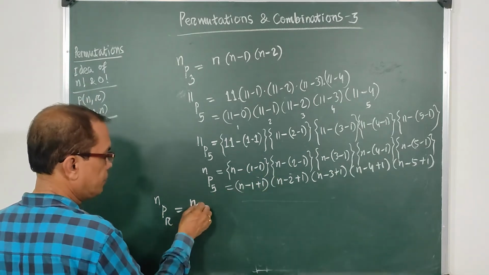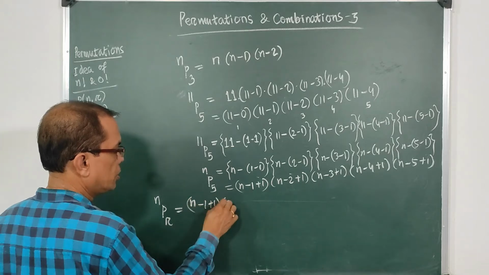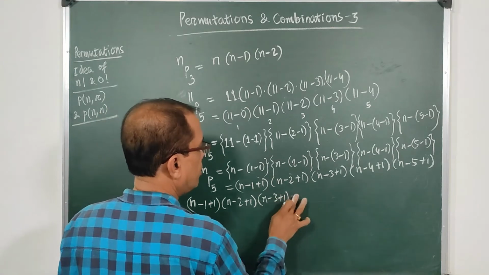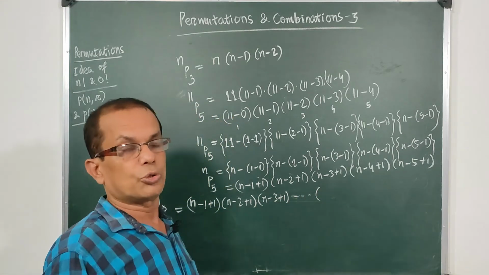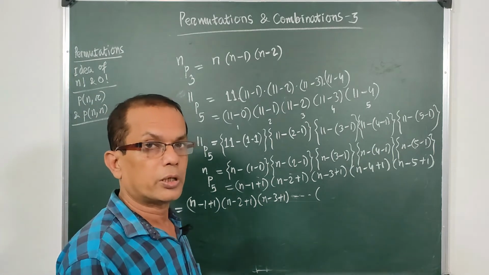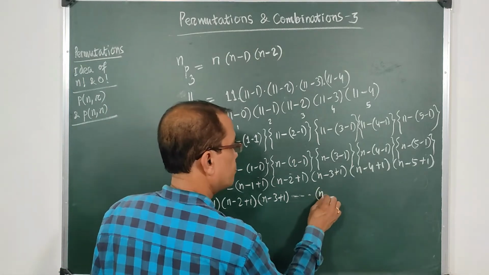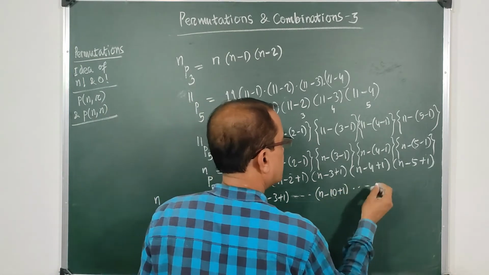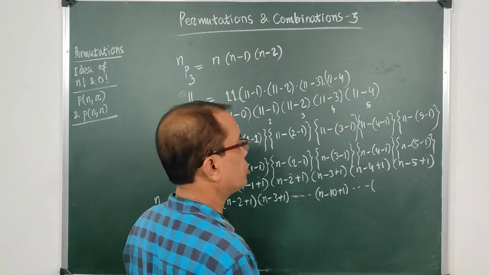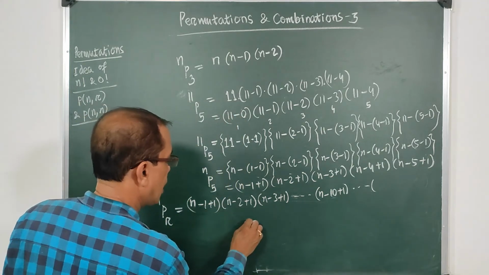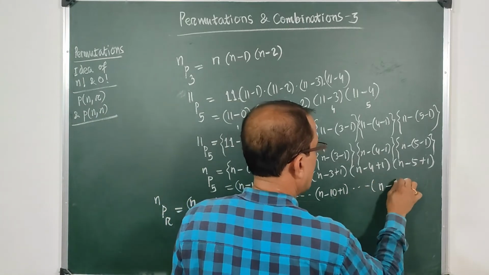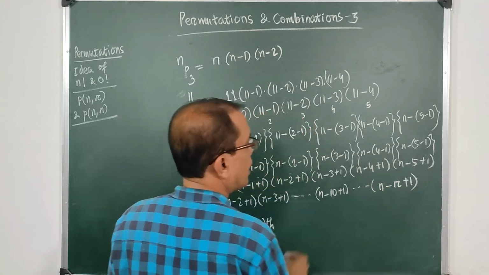Now nPr you can write. First one will be n minus 1 plus 1. Second will be n minus 2 plus 1. Third will be n minus 3 plus 1. Can you tell me what will be the 10th? If third is n minus 3 plus 1, 7th should be n minus 7 plus 1, 10th should be n minus 10 plus 1. So what will be the rth? What will be the 100th? It will be n minus 100 plus 1. And if that is the r plus 1 term, then it will be n minus r. This is the rth term.